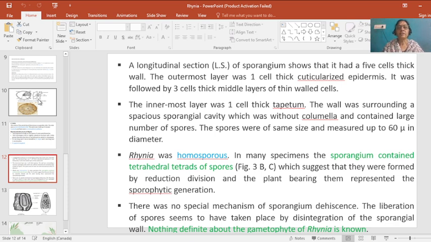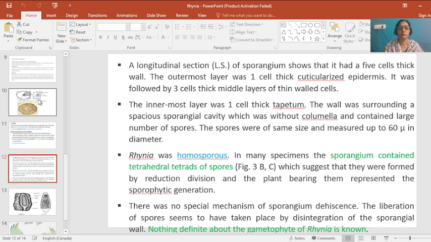A longitudinal section of the sporangium shows it has a 5 cells thick wall. The outermost layer was 1 cell thick, a cuticularized epidermis. It was followed by 3 cells thick middle layers of thin walled cells. The innermost layer was 1 cell thick tapetum. The wall surrounded a spacious sporangial cavity which was without columella and contained a large number of spores. The spores were of the same size and measured up to 60 microns in diameter.